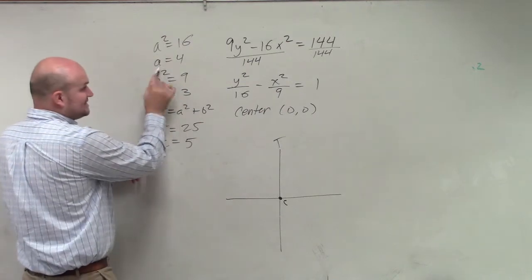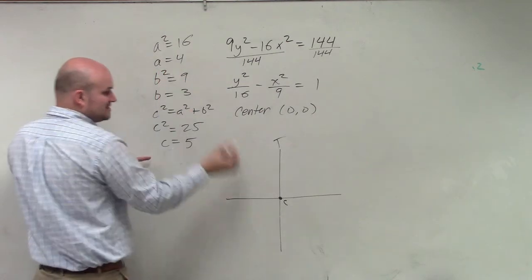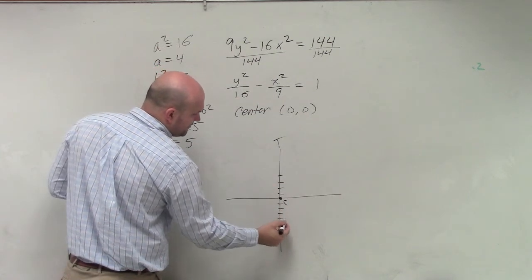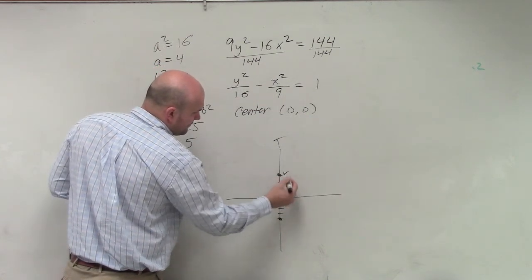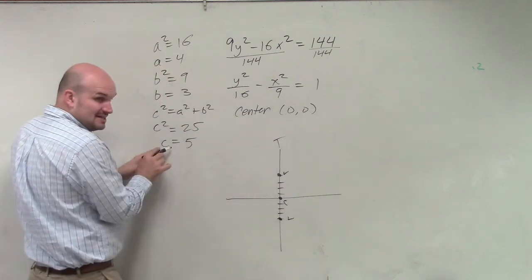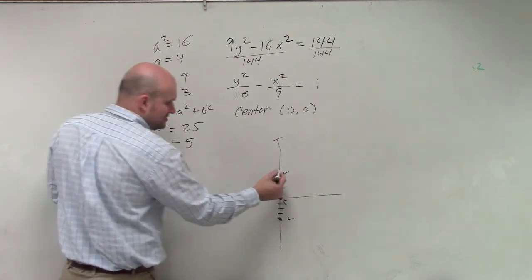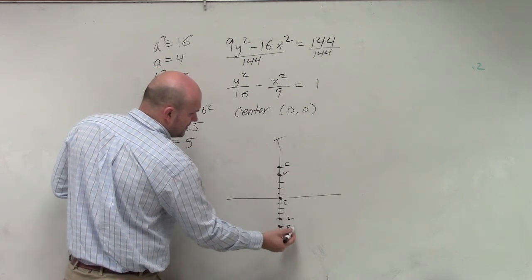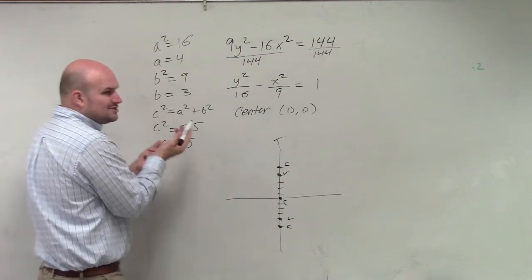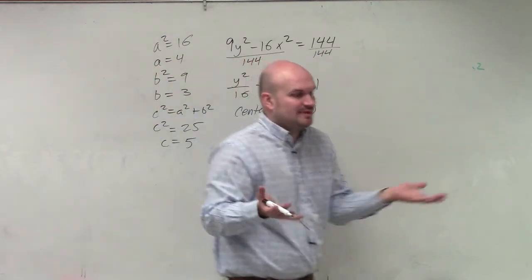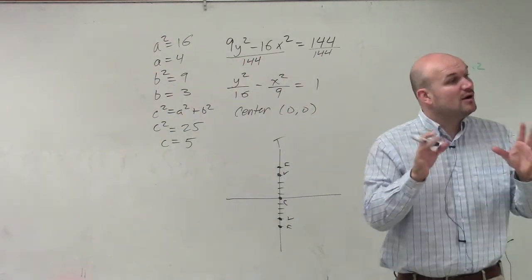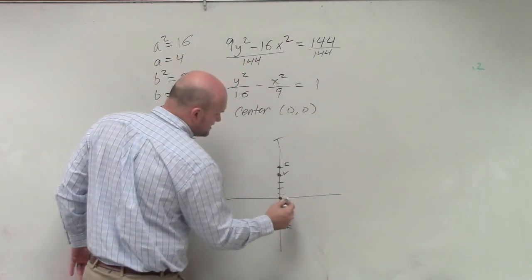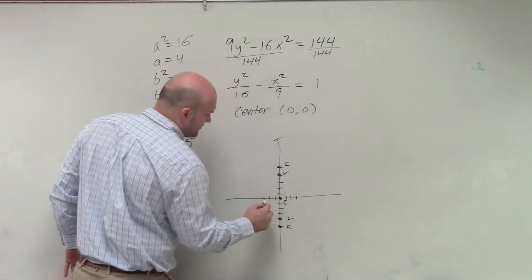So the distance a is the distance from your center to your vertices, which would be up 4, 1, 2, 3, 4, down 4, 1, 2, 3, 4. Vertex, vertex. c is the distance from my center to my foci, so that's going to be up 5, down 5. And b represents the distance to my co-vertices, which, like I mentioned, we're not really going to be using. However, I'm going to use them to show you how to graph your asymptotes again. So I'm going to find my co-vertices. 1, 2, 3, 1, 2, 3.